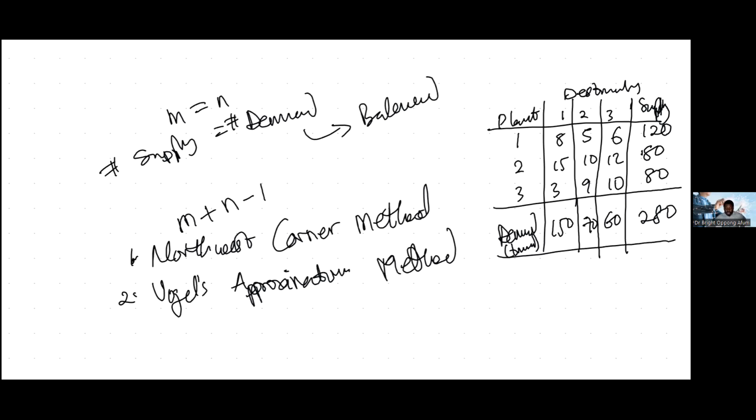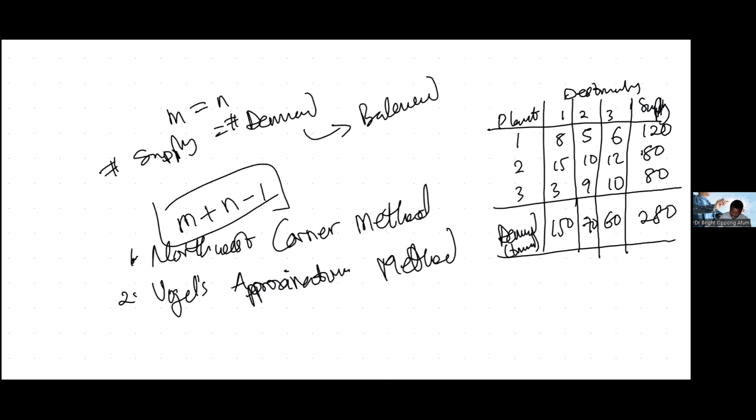If both row and column are exhausted, then you move diagonally to the next cell. We continue in that manner until all the cells are completely allocated, and it will be m plus n minus 1 spaces that will be allocated. Great. If you don't achieve that, we'll look at what you must do to achieve that before you move on to the iteration process.